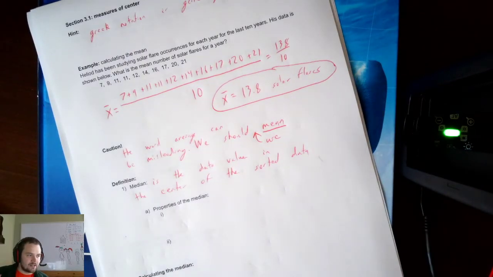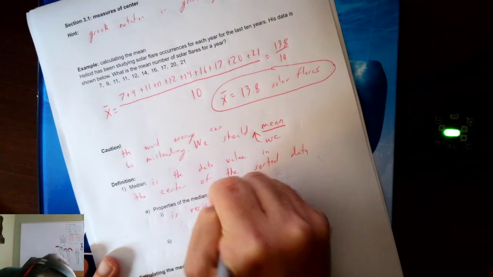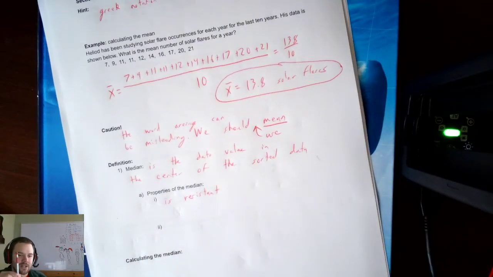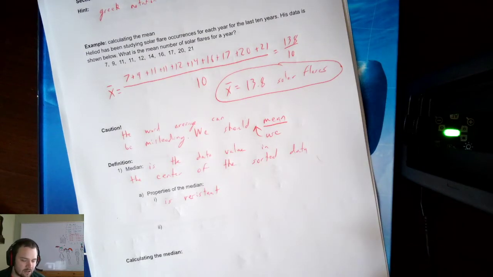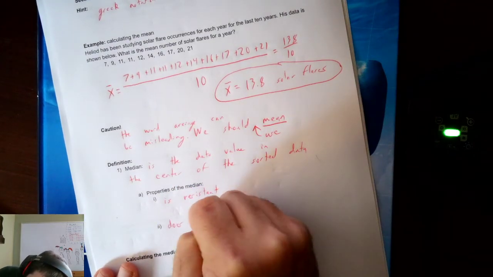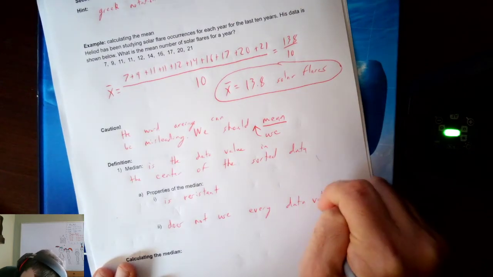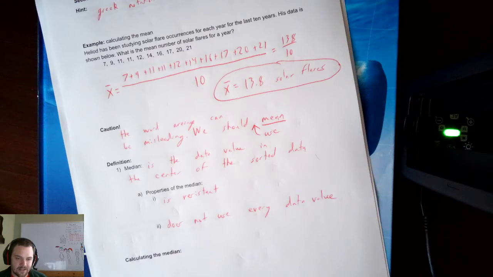The properties of the median: it is resistant. Outliers don't change it very much. If I know what number's in the middle, that number will still be in the middle even if the biggest number becomes 100 times bigger. It doesn't change the position it's sitting in. The median is resistant. And the median does not use every data value. It's just the number in the center, right? There's not a formula we're punching all the numbers into.